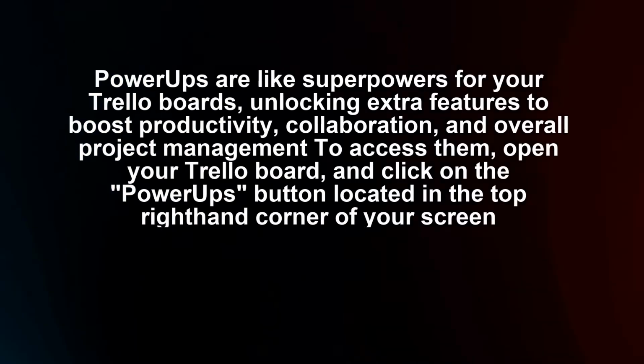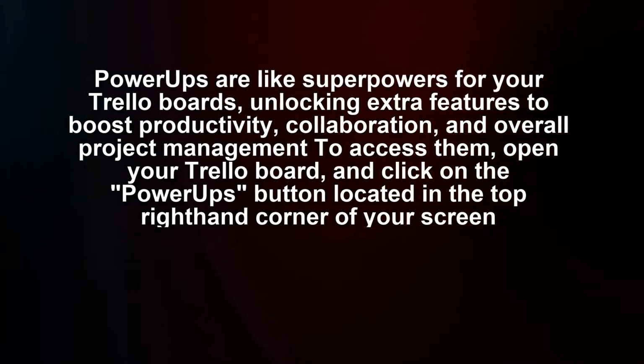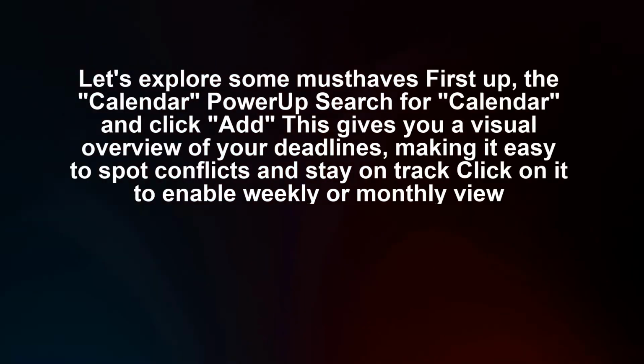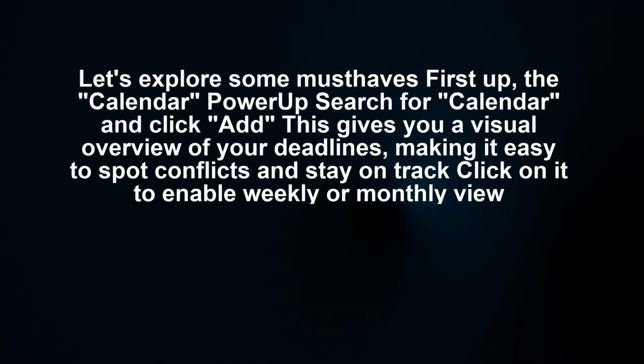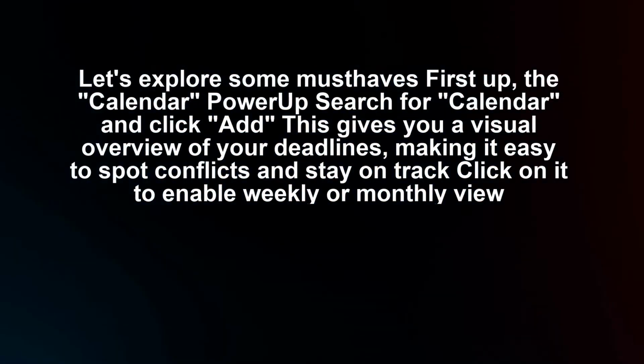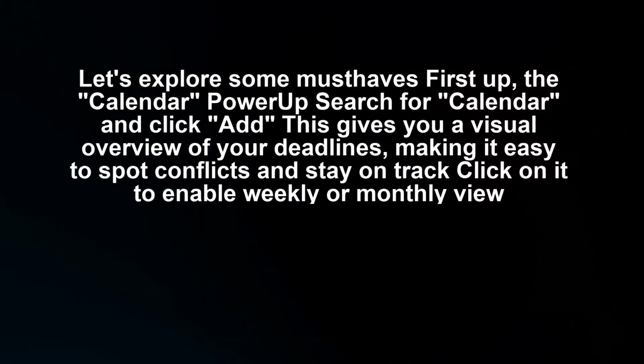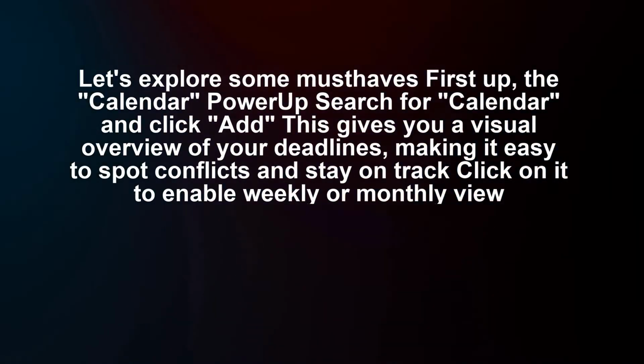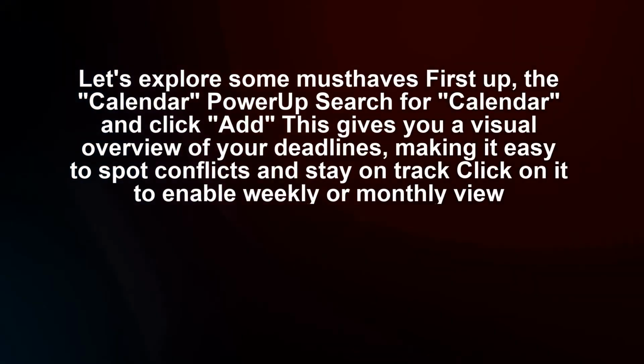To access them, open your Trello board and click on the Power-Ups button located in the top right-hand corner of your screen. Let's explore some must-haves. First up, the Calendar Power-Up. Search for Calendar and click Add. This gives you a visual overview of your deadlines, making it easy to spot conflicts and stay on track. Click on it to enable weekly or monthly view.